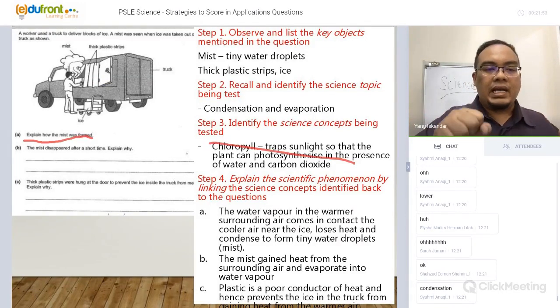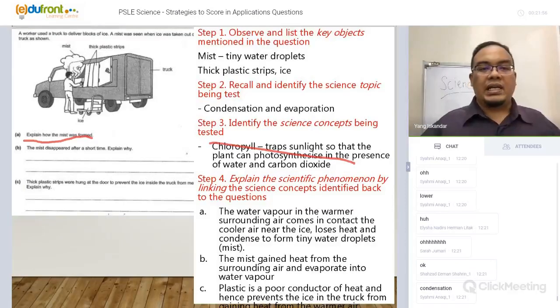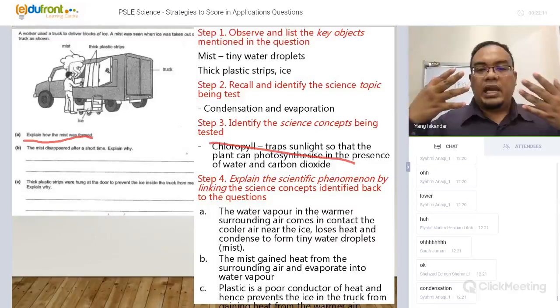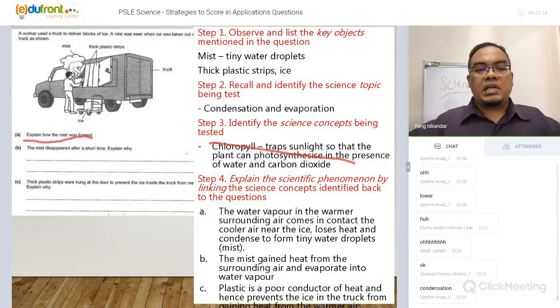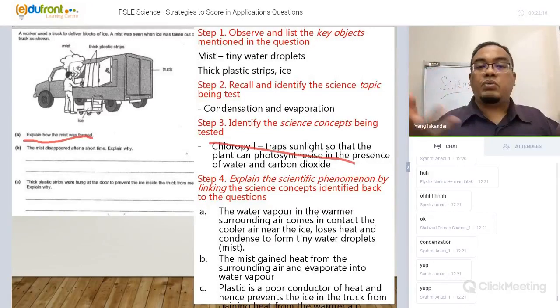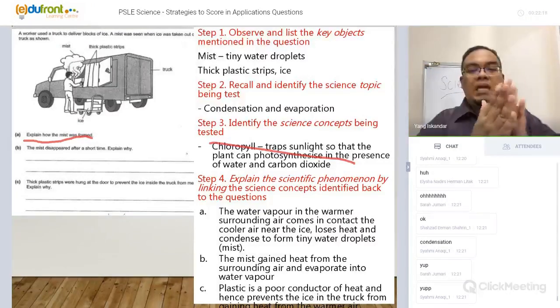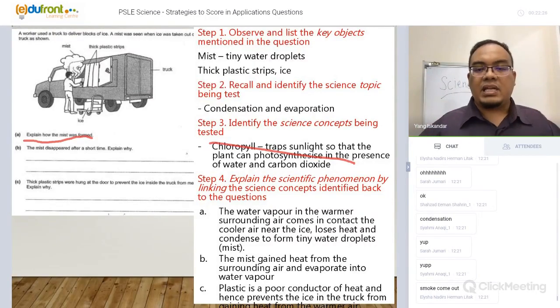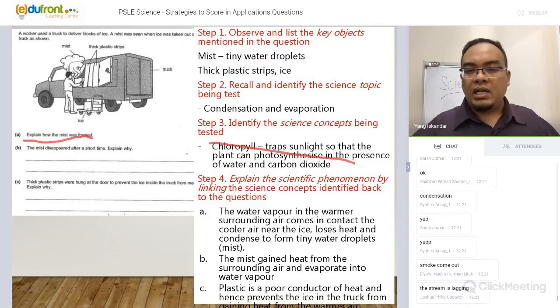So when the truck driver opened the door of the truck, inside is cold, right? Just imagine you have a refrigerator at home. You open the freezer component, you can see cold air coming out, correct? It's very cold, but the surrounding air is warm. So when warm air meets cold air, what will happen? There will be a heat transfer. And remember, heat transfers from a region of higher temperature to a lower temperature.